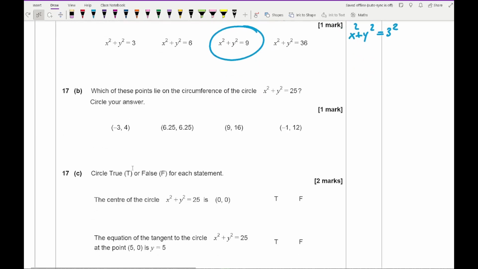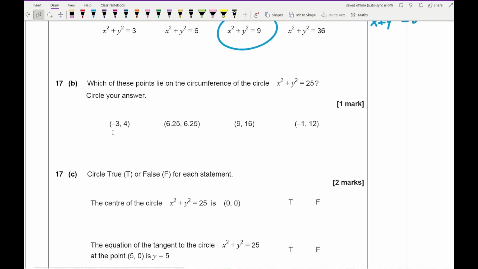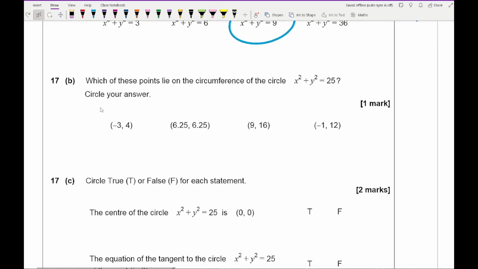Moving on to 17b, it says which of these points lie on the circumference of the circle. So what we're looking at here is we need to substitute x equals the x ordinate and y equals the y ordinate, and I'm looking for which answer gives me 25.